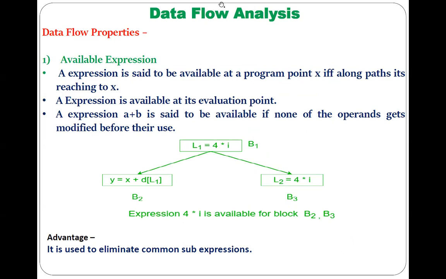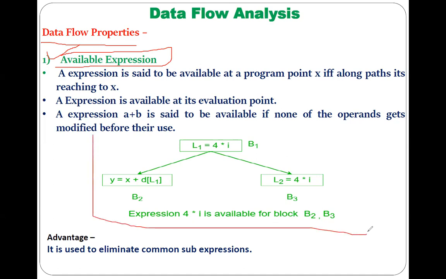Now, what is the data flow? Which are the different data flow properties that we are going to discuss next? Okay. So, in that first data flow property, we have the available expression. Now, what do you mean by the available expression? This is the sample control flow graph we have taken for some example. Okay, now what is the available expression in that?